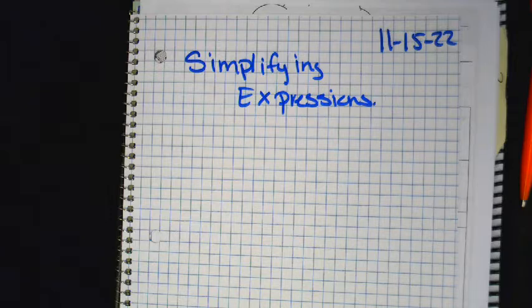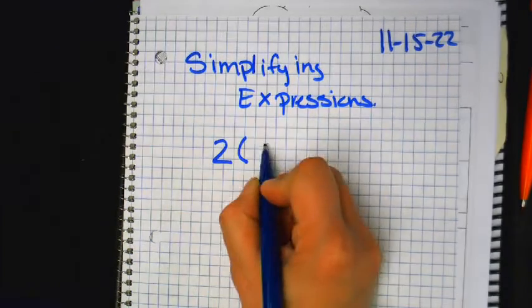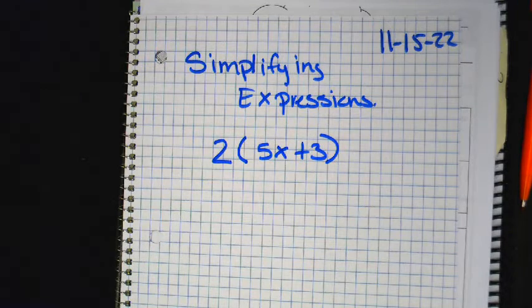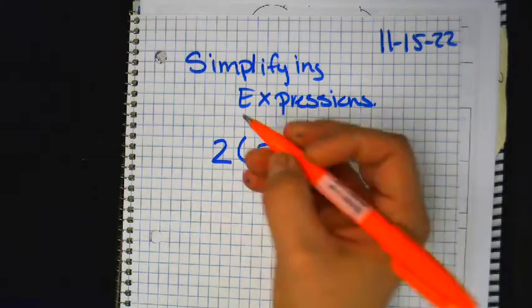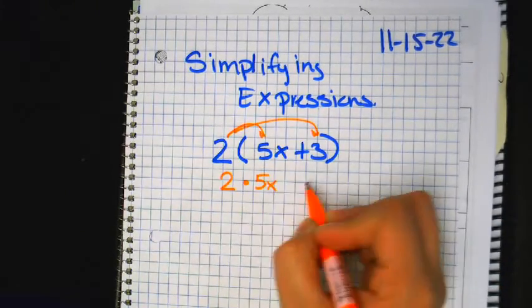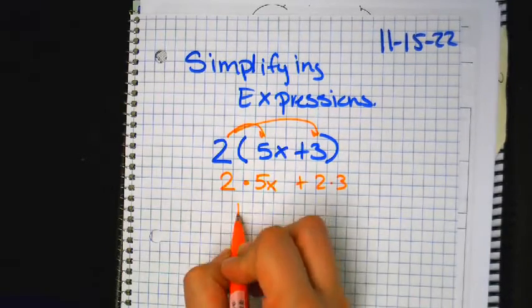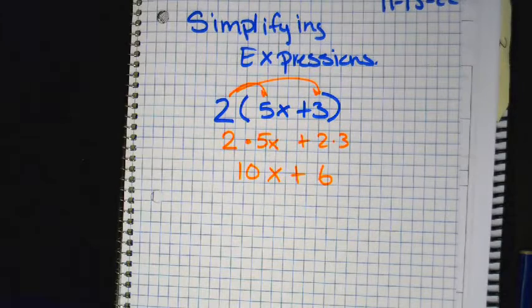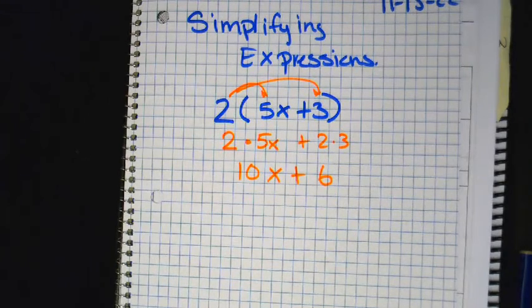So, we've been learning how to do 2 parentheses 5x plus 3, right? At this point, everybody should be able to write this problem down and immediately know the answer. Now this is like a 2 plus 2 problem. It's so easy. You take the 2, you distribute 2 times 5x plus 2 times 3. You should now look at these problems and go, wow, I wish all my math was this easy.